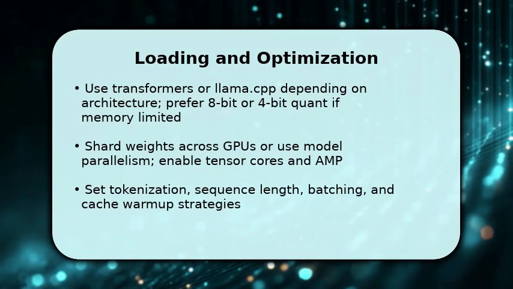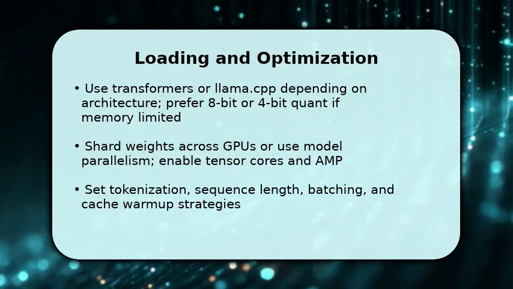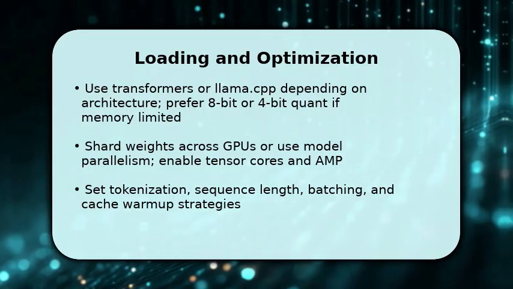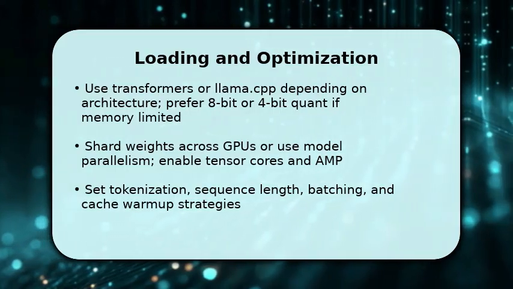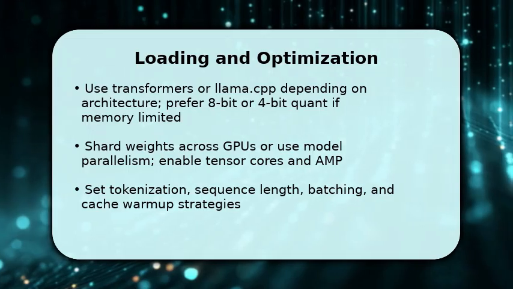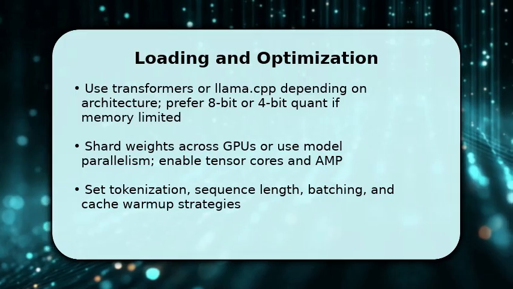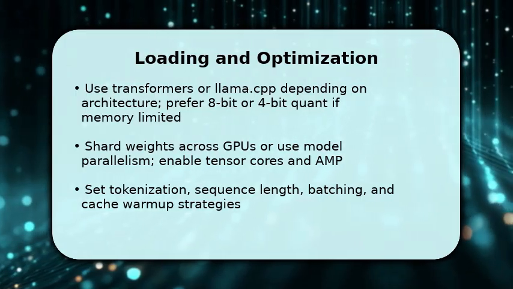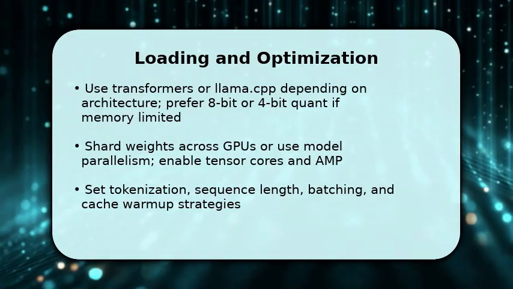Next, load the model with an appropriate runtime. Use Hugging Face Transformers for PyTorch acceleration or llama.cpp for CPU-focused deployments. Once loaded, apply quantization like 8-bit or 4-bit to reduce memory. If you have multiple GPUs, shard weights and enable model parallelism. Make sure to enable AMP and Tensor Core optimizations where available.